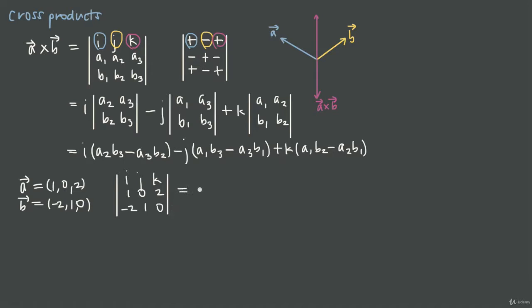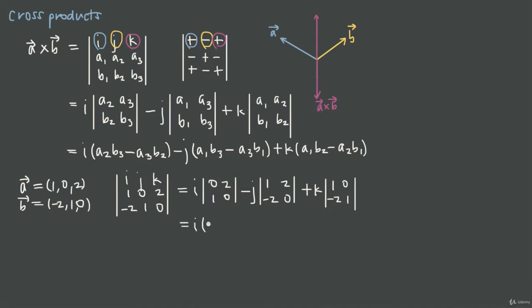And then that's going to be equal to, we'll take a positive i multiplied by everything outside of i's row and column, 0, 2, 1, 0, minus j multiplied by everything outside of j's row and column, so we have 1, 2, -2, 0, and then plus k multiplied by everything outside of k's row and column, so 1, 0, -2, 1. And then we can do our cross multiplication.